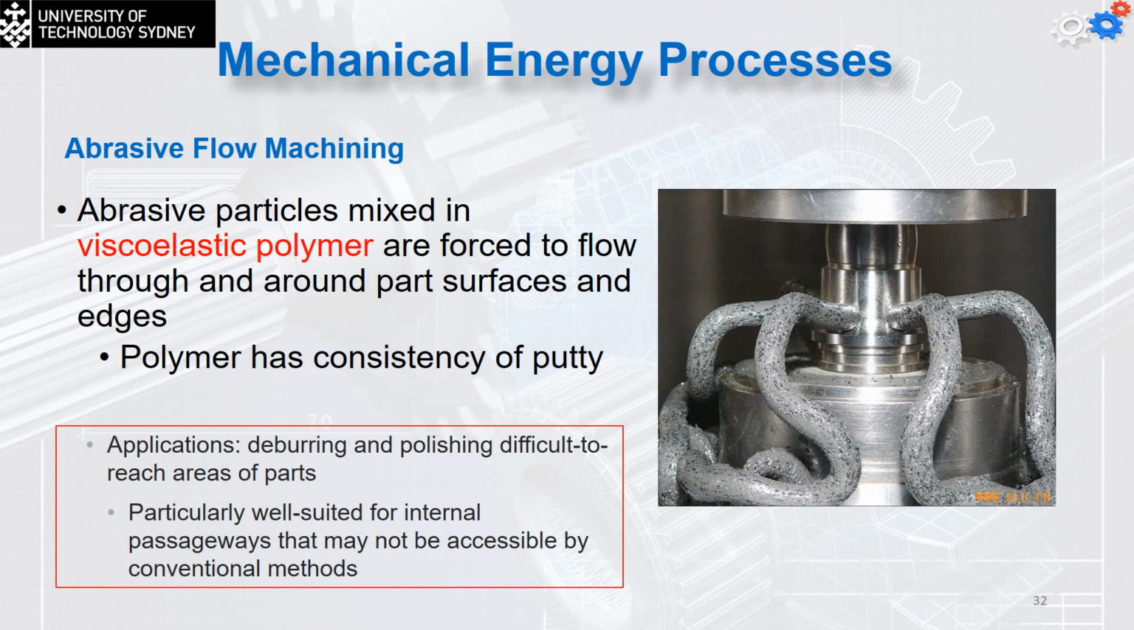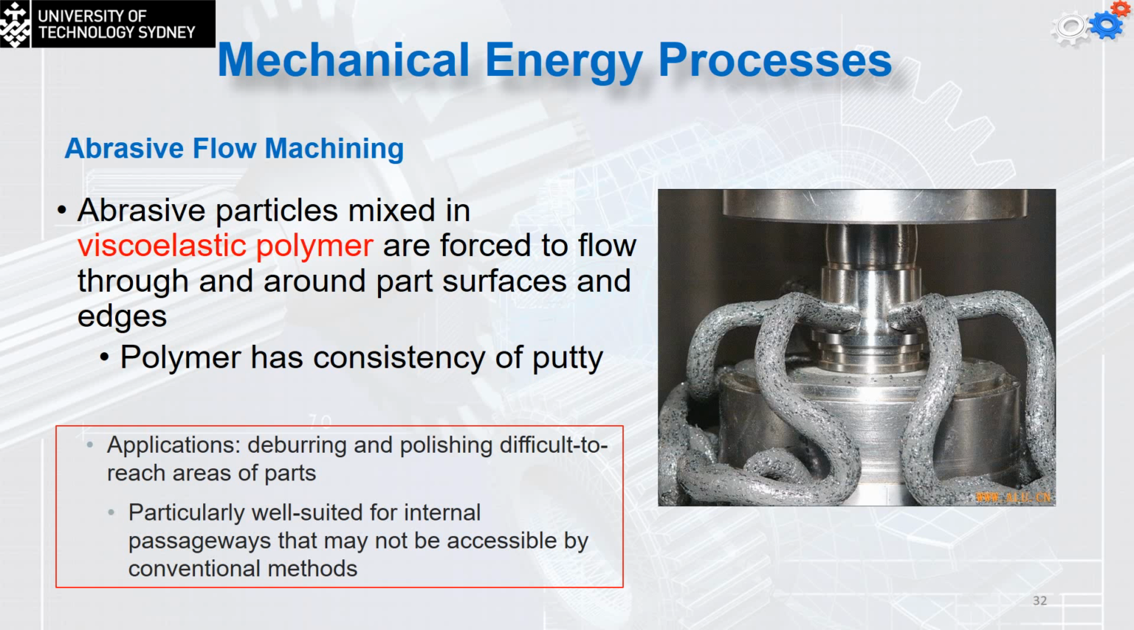The abrasive flow machining, instead of using abrasive water, we can use abrasive paste. So the abrasive particles are going to be mixed with viscous polymers, which are forced to flow through and around the part surfaces and edges. Polymers have the consistency of putty, like that. So actually you push it from the side, you have a certain shape inside, and it starts to enlarge it and do the surface finishing at the same time.